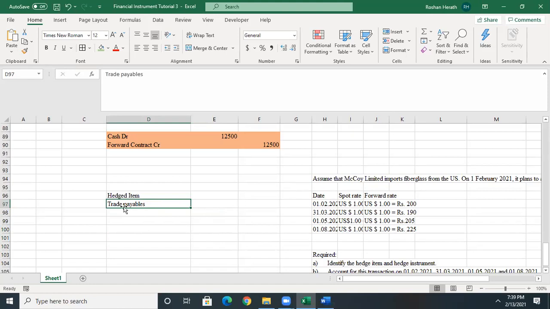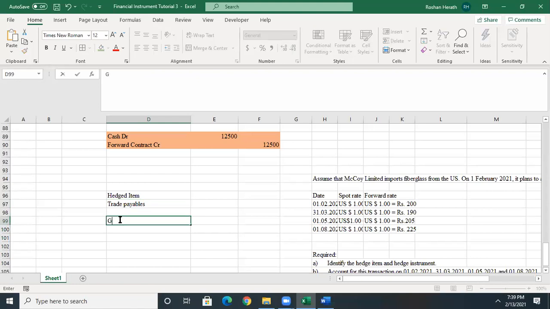So the hedged item is the kind of asset or liability which exposes us to a kind of risk, right? Adversity. So which exposes us to a kind of risk. So that is the hedged item. Then how are you going to mitigate that? That is your hedging instrument, right? Hedge instrument.